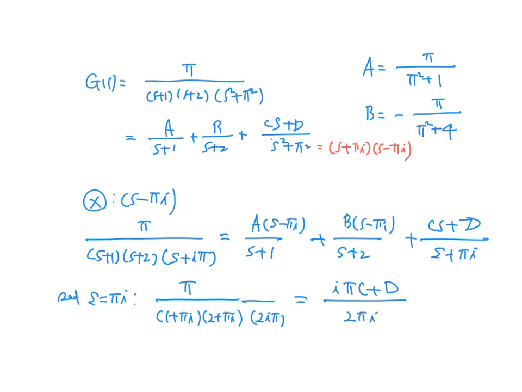It's a bit complicated. So 1 plus pi i and 2 pi i, luckily, cancel each other, right? So all you need to calculate is (1 plus i)(2 plus pi i), which is 2 plus i 2 pi plus pi i minus pi squared, right?